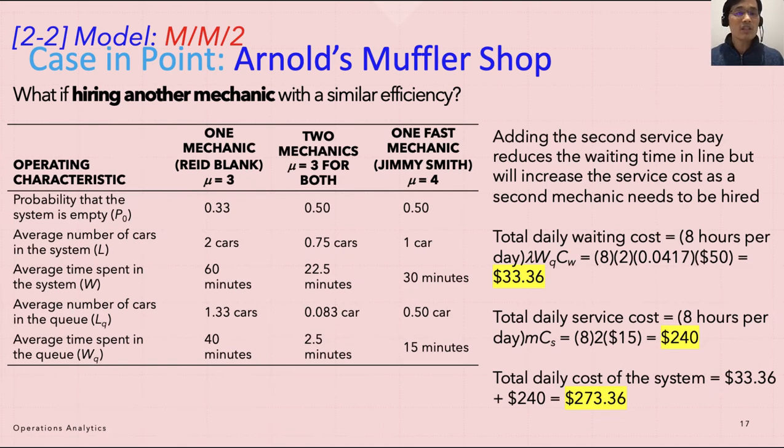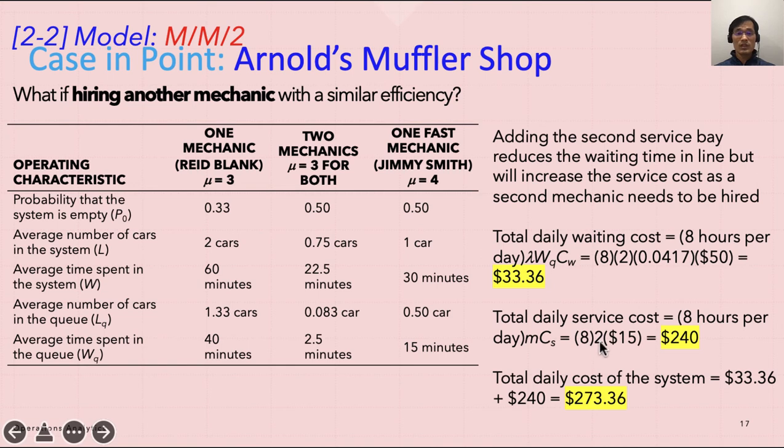And here's the comparison of the 3 options that we have discussed so far. Note that the current option, one mechanic, was running $653 as the total cost, and the second option, firing the current mechanic and hiring a new mechanic, cost the shop about $360. And now the third option is hiring another mechanic in addition to the current one. And note that the waiting cost has plunged to $33.36. So it was like $200 before, $273 before, but now $33. So waiting cost is just very minimal with this system. And the daily service cost is $240.